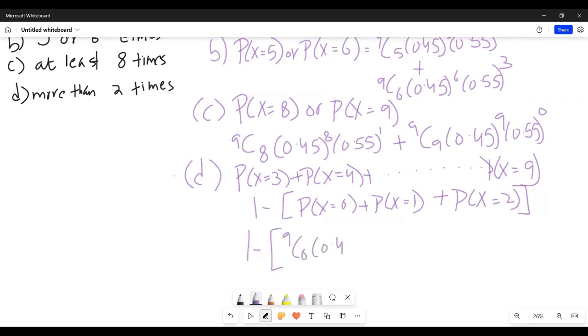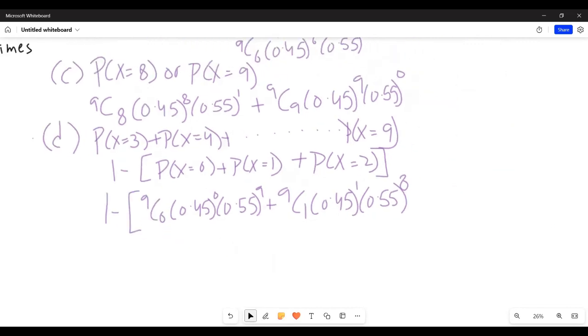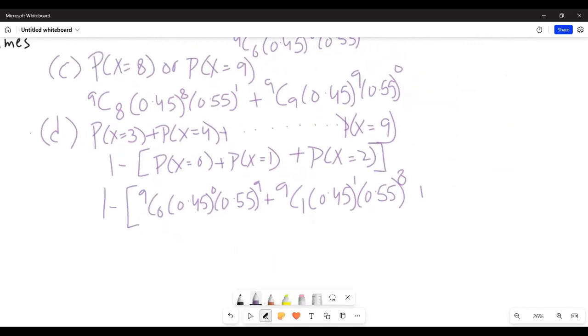Okay, so it's going to be 1 minus bracket 9C0, 0.45 power 0, 0.55 power 9, plus 9C1, 0.45 power 1, 0.55 power 8 (ये मैंने गलत कर दिया, this was supposed to be 1, and that is supposed to be 8), and plus 9C2, 0.45 power 2, 0.55 power 7.